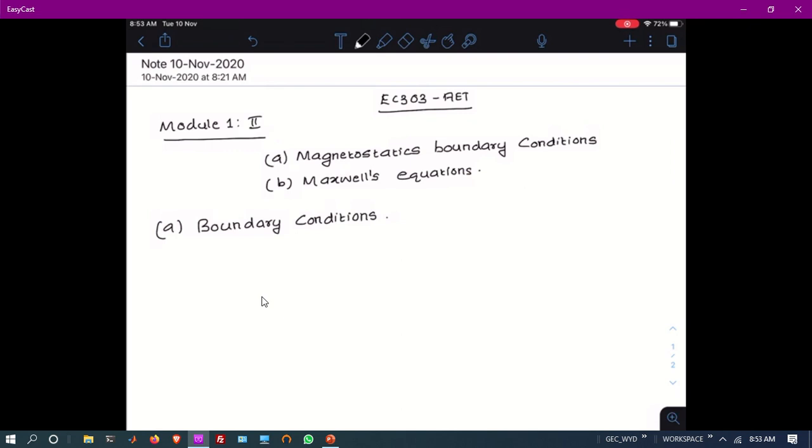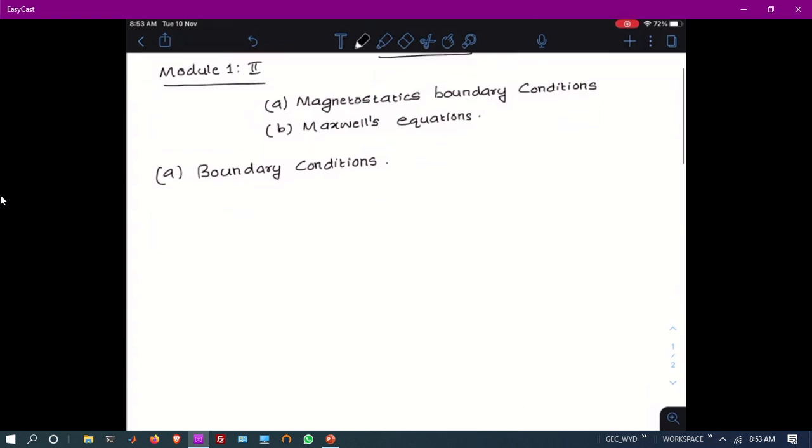whatever we have derived for electrostatics is basically for a single medium. We are assuming that the medium is continuous and is not at all disrupted by a different medium. But when you look at boundary conditions, whether in magnetostatics or electrostatics, we say that there are two different mediums and there's a boundary between them. So what happens at both sides of the boundary for the magnetic field and magnetic flux density? That's basically the boundary conditions.